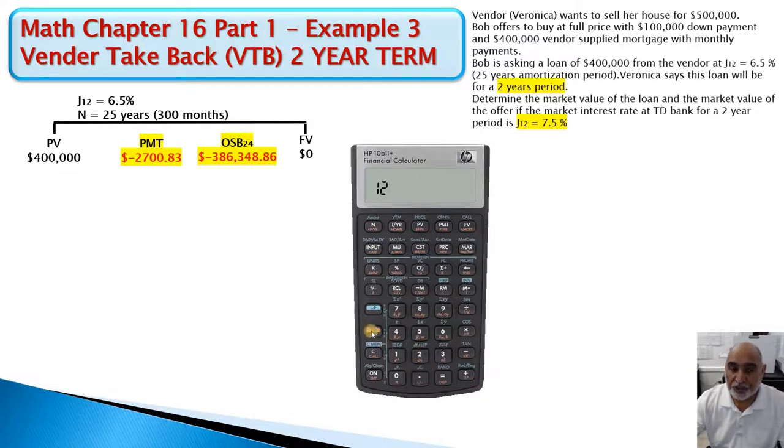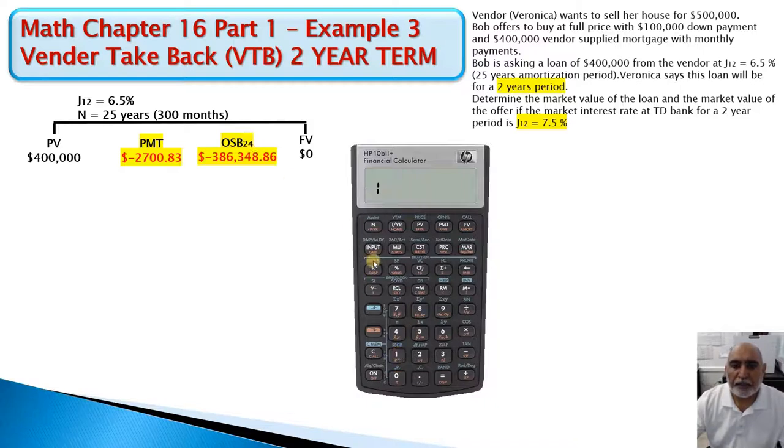So J12 and 6.5. No conversion needed. N is 300. And here, PV. What's PV? We're 400,000. And 0 for FV. And payment 2,700. So we override the payment now with 2,700.83 payment. And now we're looking for OSB 24.